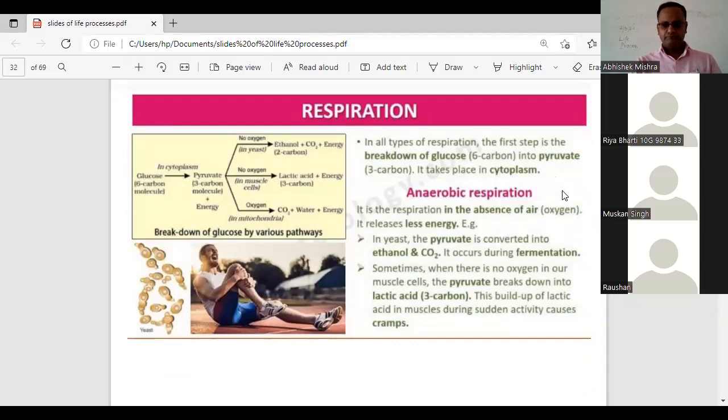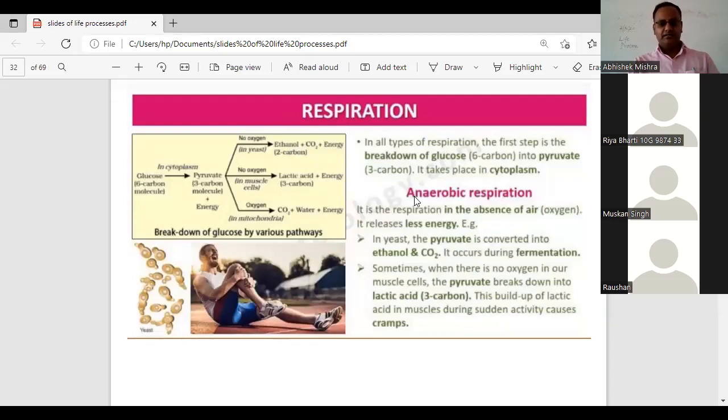Sir, aerobic respiration takes place in presence of oxygen, but anaerobic respiration takes place in absence of oxygen. Very good, Muskan. Actually, Ria, this should be our first point. Whenever we differentiate, this should be the first point: aerobic takes place in presence of oxygen, anaerobic takes place in absence of oxygen. And then we will go to the end product. Like Ria has shared, the end product of aerobic respiration is CO2, water, and energy, while the end product of anaerobic respiration, that is in absence of oxygen, is ethanol, CO2, and energy.